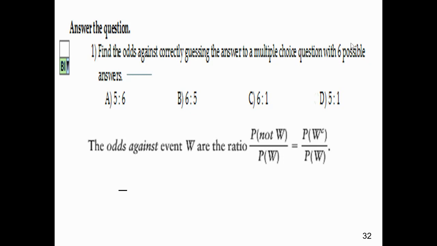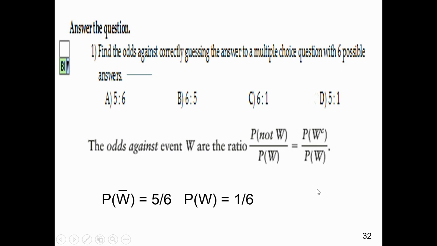Find the odds against correctly answering a multiple choice question if there's six possible answers. Well, if there's six possible answers, only one of those answers is going to be correct. All right, only one answer. So if there's six possible answers and only one is correct, five of them are wrong. So the odds against is the probability of not getting it right over the probability of getting it right. Well, there's five answers that are wrong out of six. Probability that you don't get it right is five chances in six. Probability of getting it right, there's only one answer that's correct. You have a 1 in 6 chance.